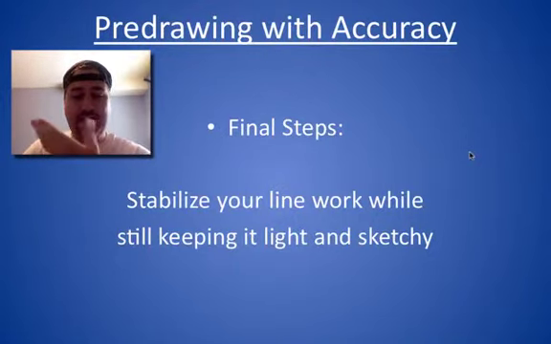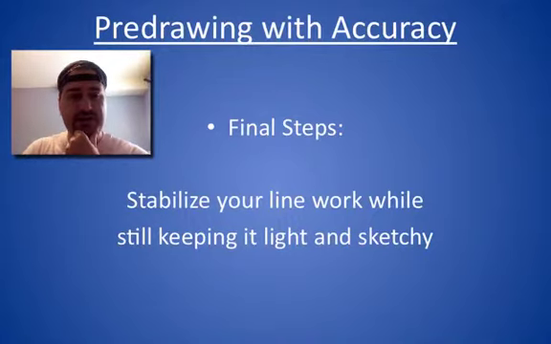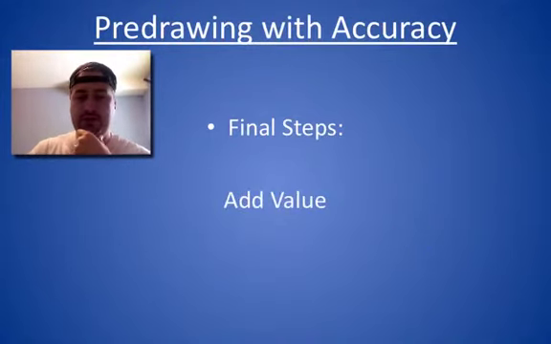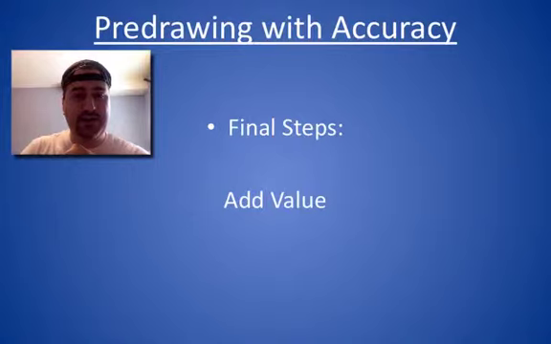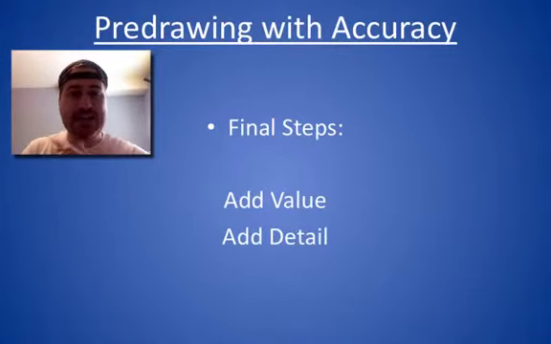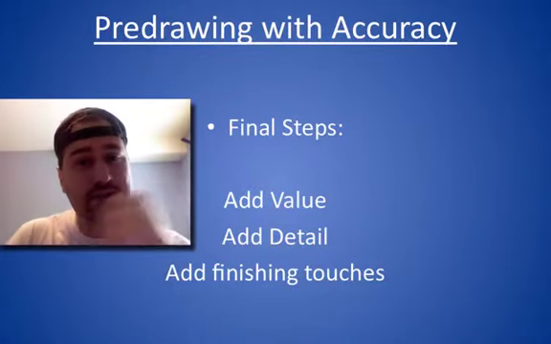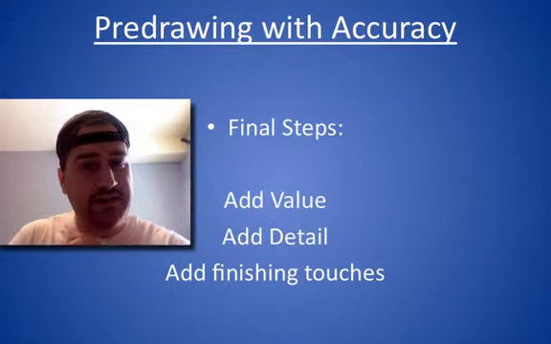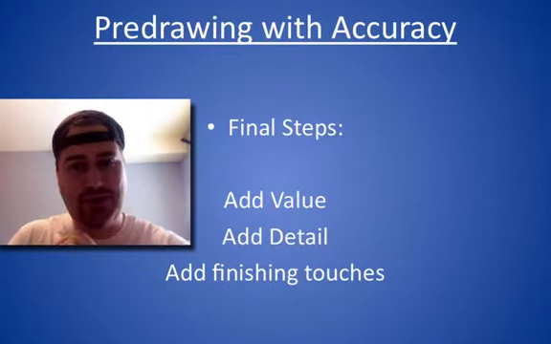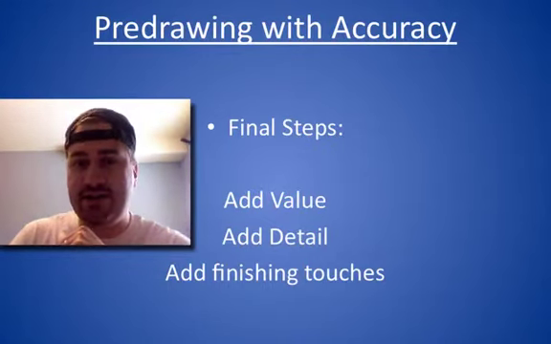You stabilize your line work while still keeping it light and sketchy, just like in that demonstration I showed you. Next, you would add value to it, different shades of gray with a light source, to make it look realistic. After that, you would add detail next: all the whiskers, the hairs, the textures. That comes after you've added your value. And then you do the finishing touches. So you could increase the darkness in some areas and increase the lightness in some areas to make it look really cool. We call that adding or subtracting contrast.